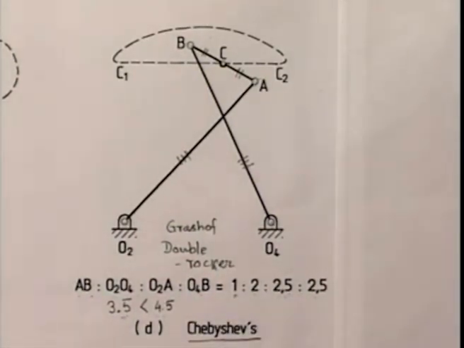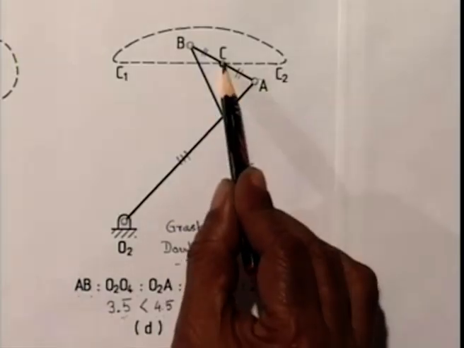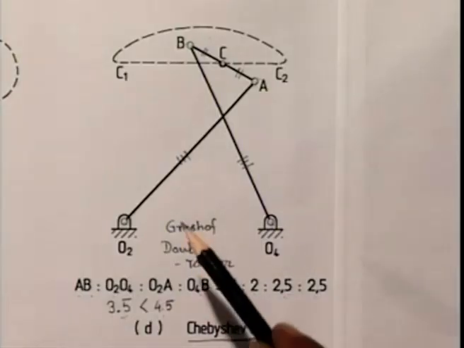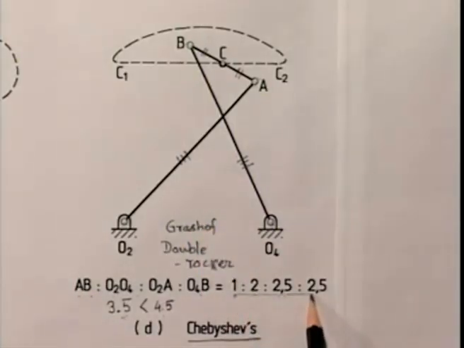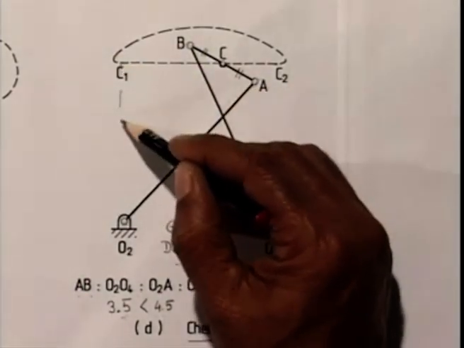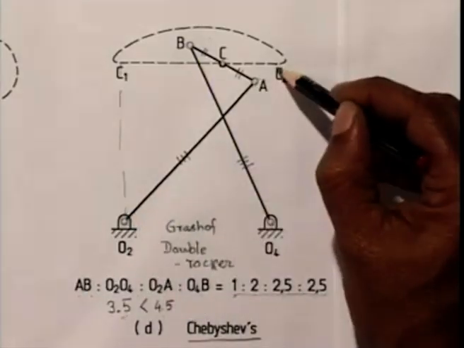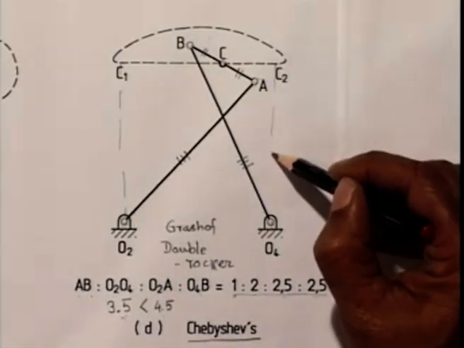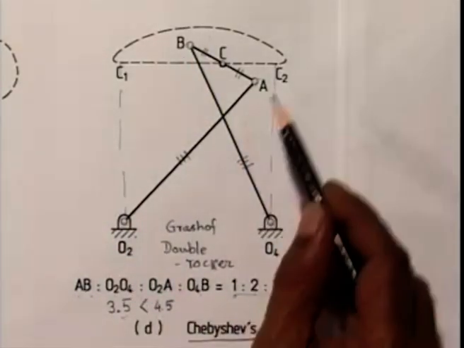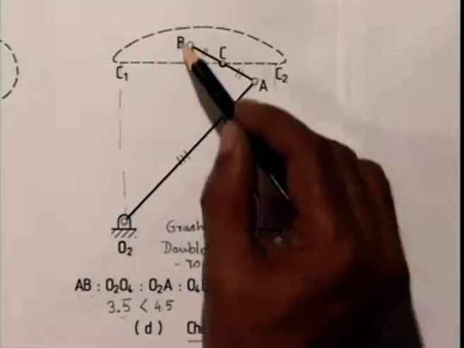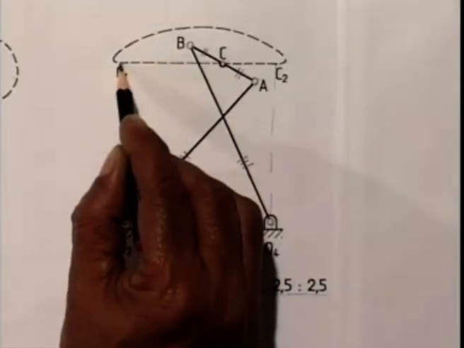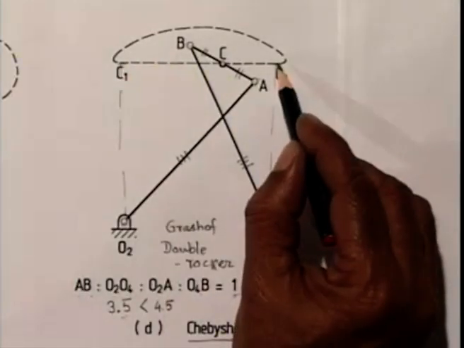This is a Grashoff double rocker, but the point C generates a fairly good approximation to a straight line. Next, we shall show how we got these link lengths. The idea is that this point C1 is exactly above O2 and this point C2 is exactly above O4. What we do is determine the link length of this symmetric linkage, that is O2A equal to O4B, such that the velocity of the coupler point C at C1 is in the horizontal direction. Same is true for C2.